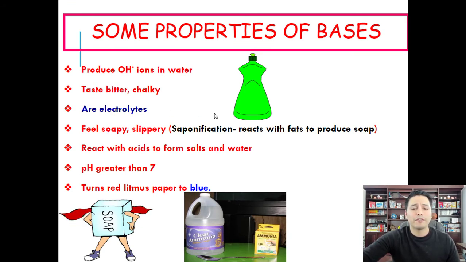Now, this is where the word saponification comes from. Now, it's important to understand what saponification is. Saponification simply means that when reacting with fats, it produces some type of soap. So bases are when you have a pH greater than 7, and they turn red litmus paper blue.